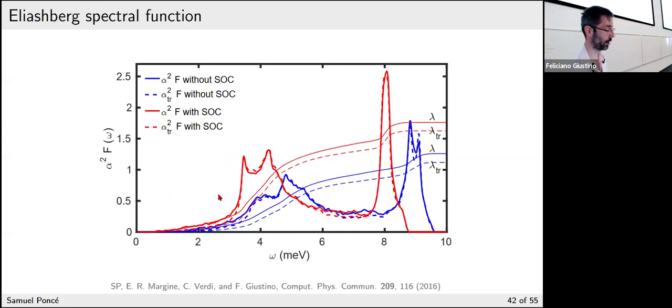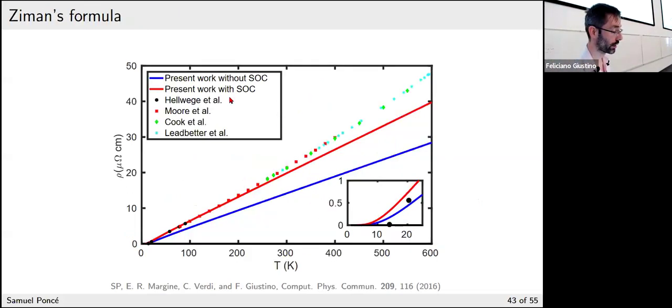So here I'm just showing how does that work. In one case, this is lead that you will also do in the tutorial. So of course, in lead, spin-orbit coupling is important. So you can see the difference in Eliashberg spectral function with and without spin-orbit coupling. And if you inject that into the Ziman formula, then you get this resistivity as a function of temperature. And this is compared to the experiment.